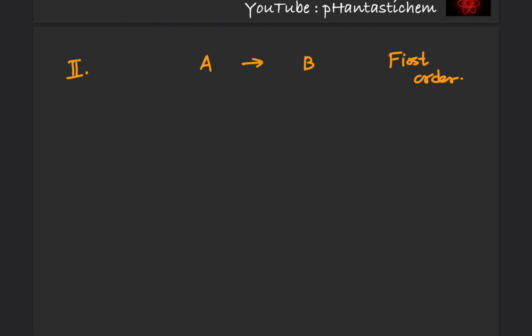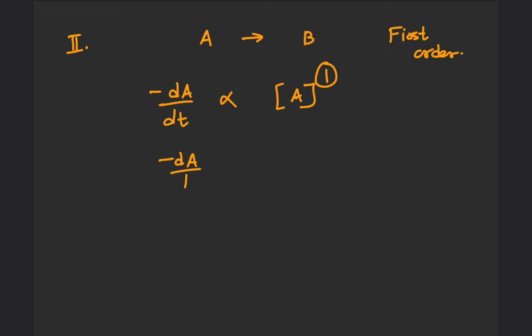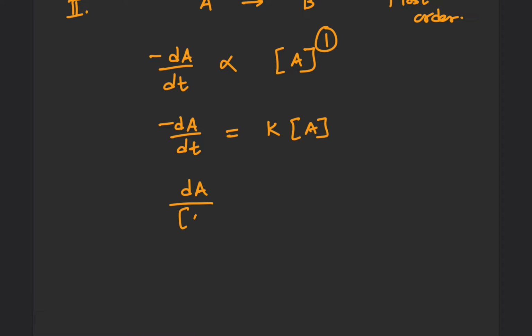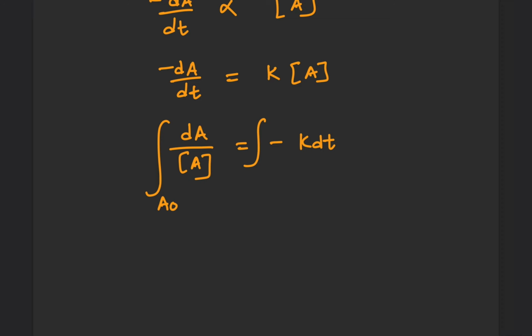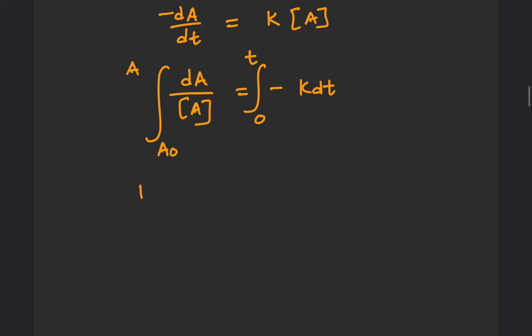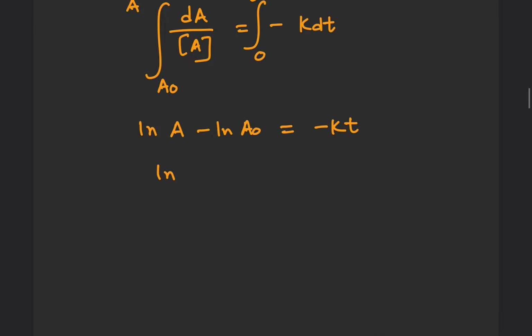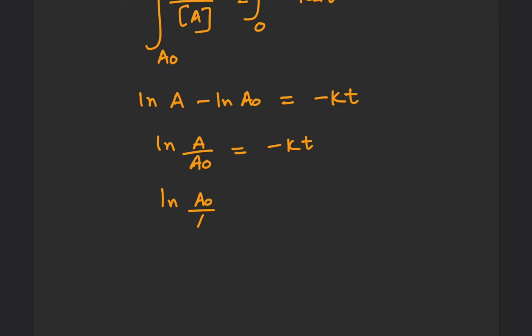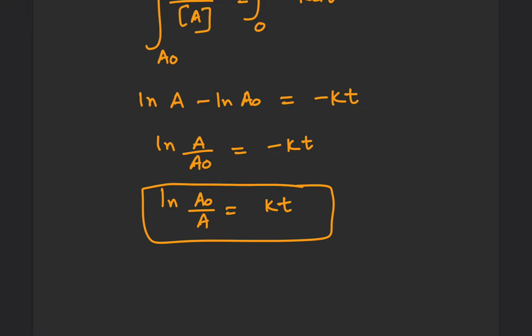So obviously minus dA by dt will be the rate of the reaction. It will be directly proportional to the concentration of A to the power 1, since it is first order, right? And order is the sum of the exponents. So you can write minus dA by dt is equal to K into concentration of A, and you can write dA by concentration of A is equal to minus K into dt. Integrate both sides, limits of integration A naught to A, 0 to T. So this will become ln of A minus ln of A naught. This will be minus K into T, right? So you can write ln of A by A naught is equal to minus KT, or you can take the reciprocal, ln of A naught by A is equal to KT. So this is the final equation, right?